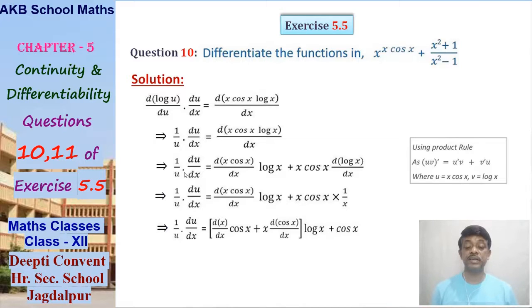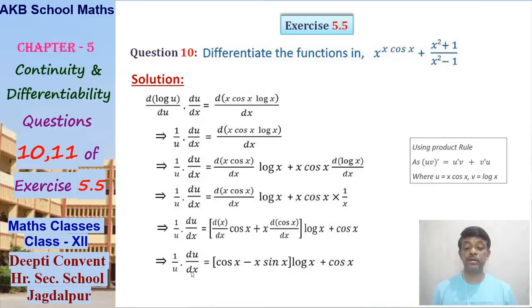Now d of x cos x by dx, here the first function is x, that is d x by dx times cos x plus x times the derivative of the second function, d cos x by dx, times log x, here cos x only. So here 1 into cos x minus x sin x. So (cos x minus x sin x) log x equals this.